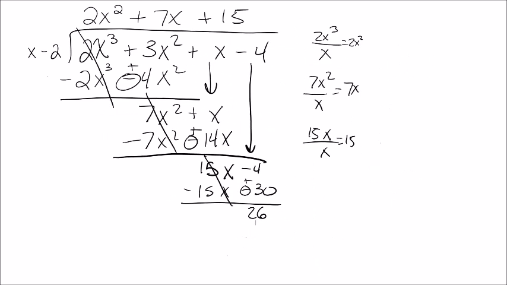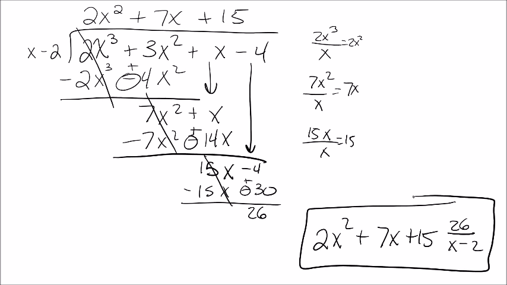So our final answer here is 2x squared plus 7x plus 15 on top. But now we have a remainder of 26. So we write that as 26 over x minus 2. Okay, and that's going to be our final answer.